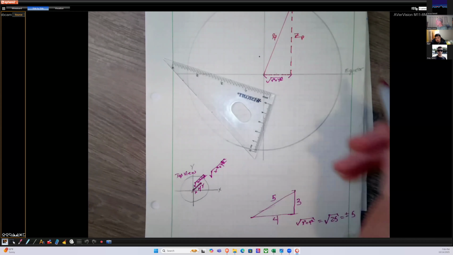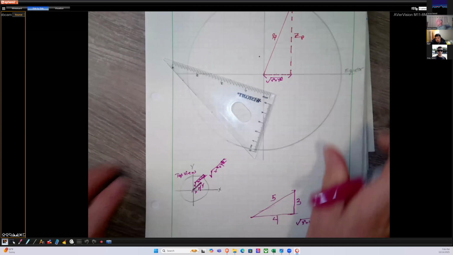You're drawing it slightly out of frame, by the way. Oh, sorry.